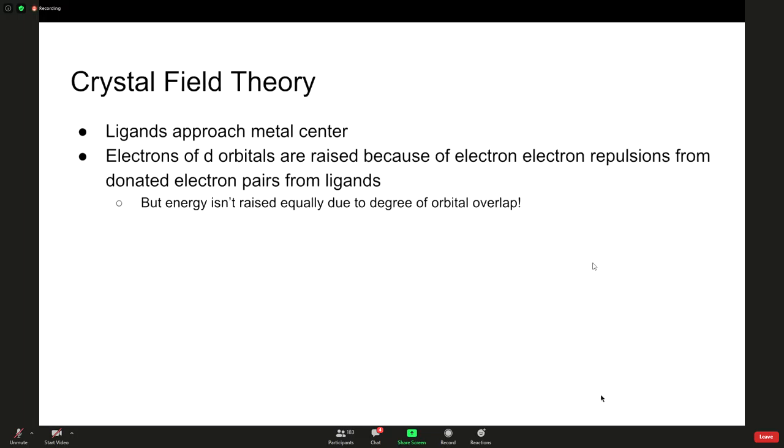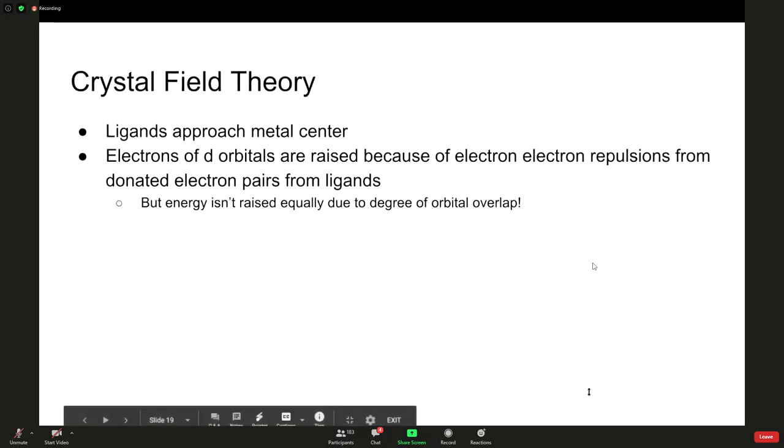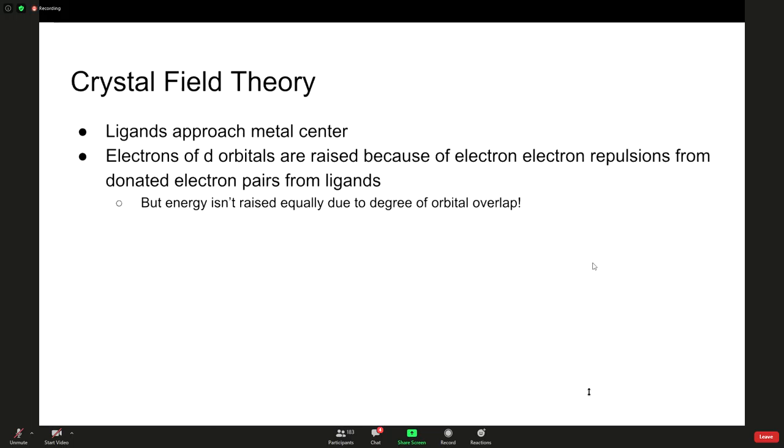Next slide, please. Great. And then for crystal field theory, as the ligands are approaching the metal center, the electrons of the d orbitals are raised, because as we have the electrons coming together, we have electron-electron repulsions that come into play. And something to recognize here is that the d orbital splitting is due to energy not being raised equally, because of differences in orbital overlap, which I'll talk about in the next slide.